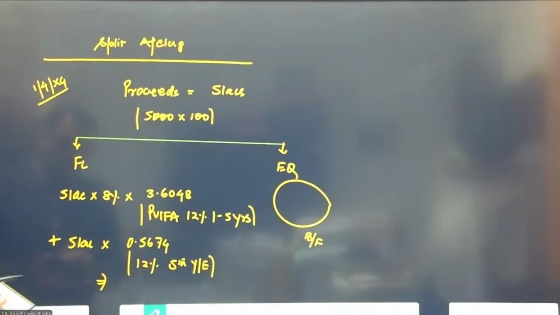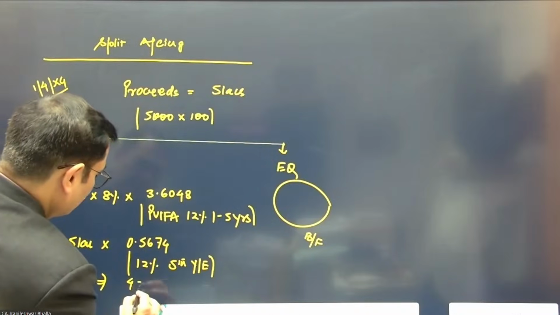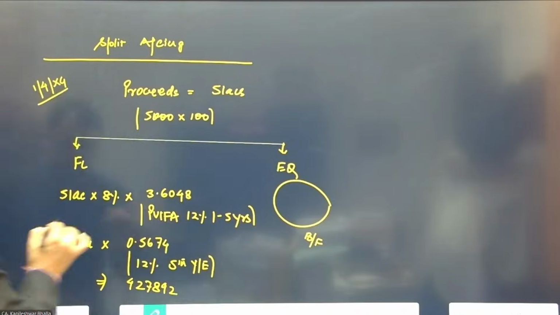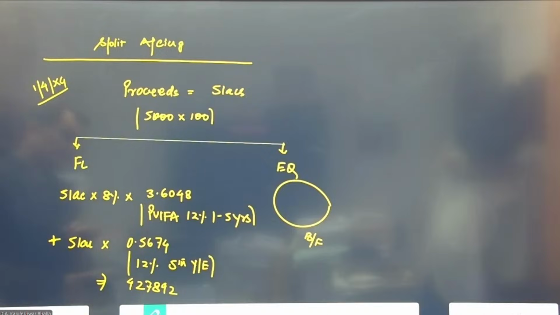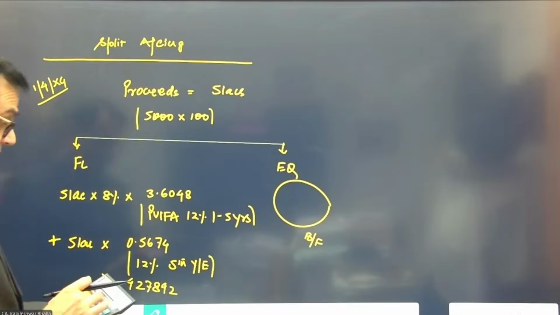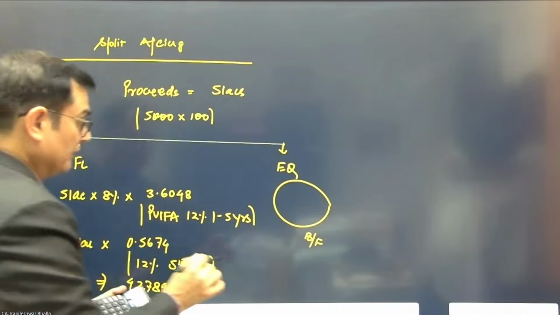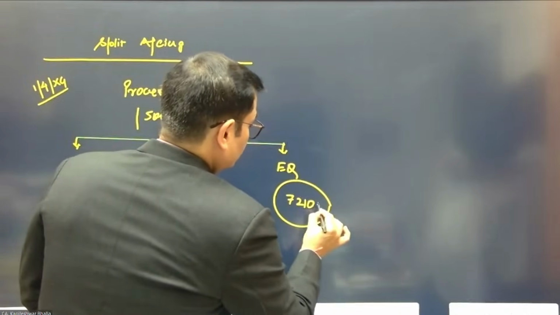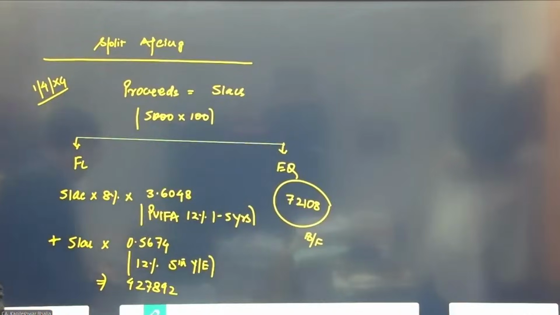So 5 lakhs at the rate of 8% into 3.6048, 144,192. I think it's coming to 427,892. Just see if the calculations are correct. That's 427,892. And the balancing figure is the equity, 72,108. That becomes a balancing figure, correct? Okay, so this is done.